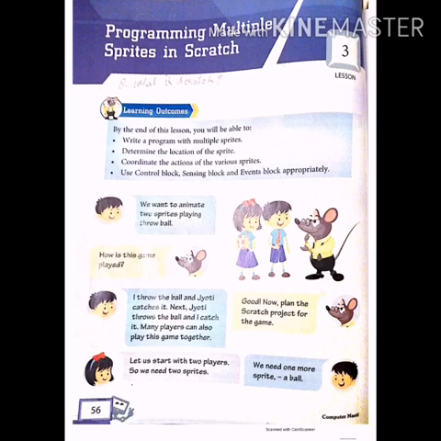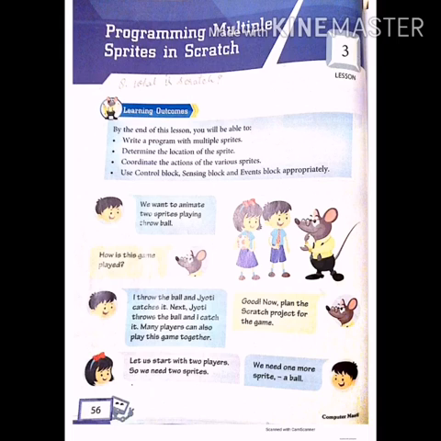Good. Now plan the Scratch project for the game. Let us start with two players. So we need two sprites. We need one more sprite, that is a ball. Let us have a playground as the backdrop.